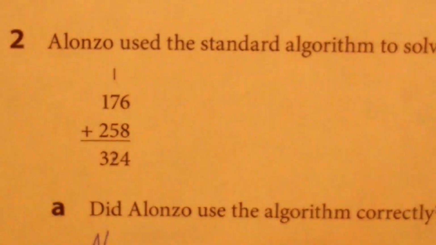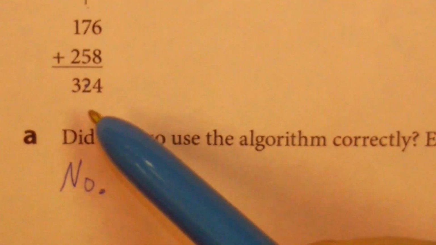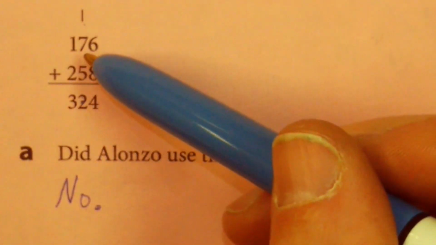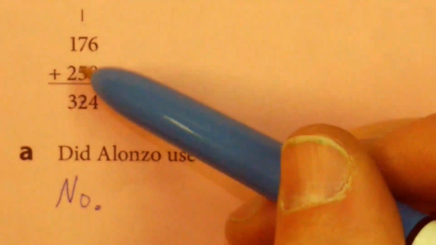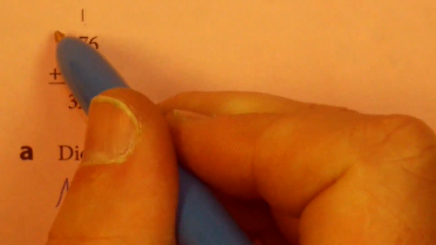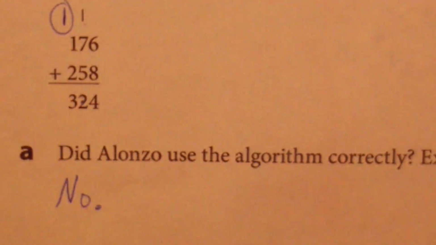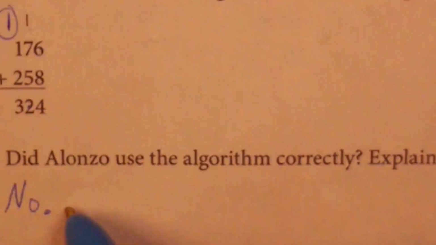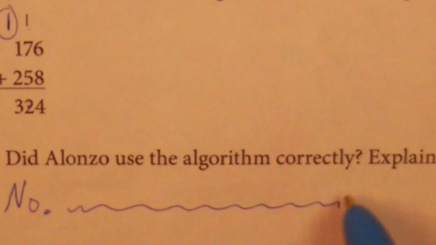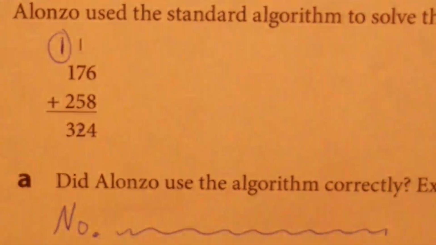So I think maybe he didn't quite do it correctly. So you might say no when you get to letter A. And then when you write your explanation, I would say he didn't add the middle digit or the second digits correctly. Because he should have also had to have carried another 1, which he did not do. Okay? So when you write your explanation here, make sure you include an explanation. You should write he did not add correctly or carry the 1.